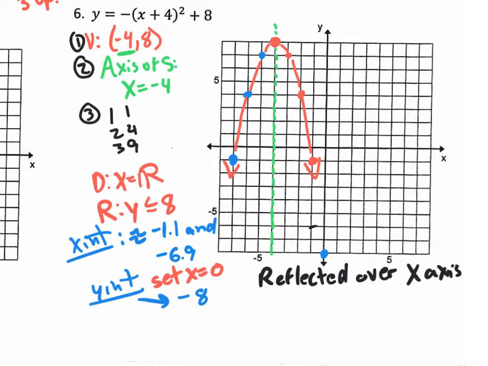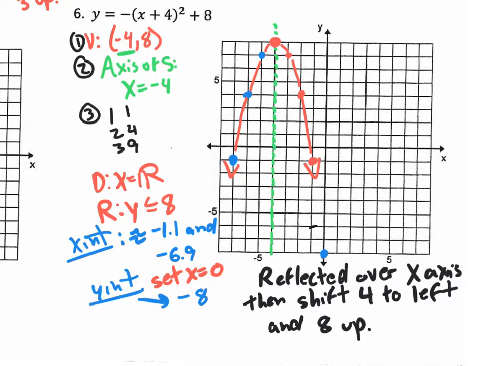So after that, we're going to say, then shift 4 to the left and 8 up. So that's the actual verbal description of the transformation from the original parent graph, the original U-shaped curve that had the vertex 0, 0 and opened up. It got reflected over the x-axis, and then it got shifted 4 to the left and 8 up. That's the actual description for the transformation.